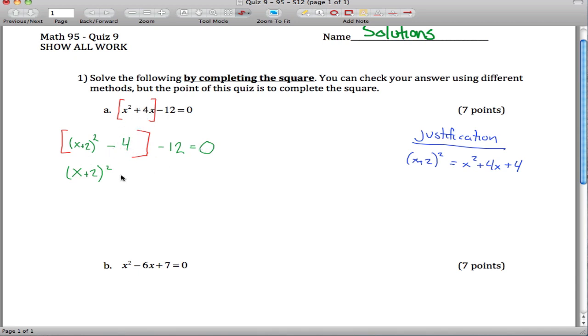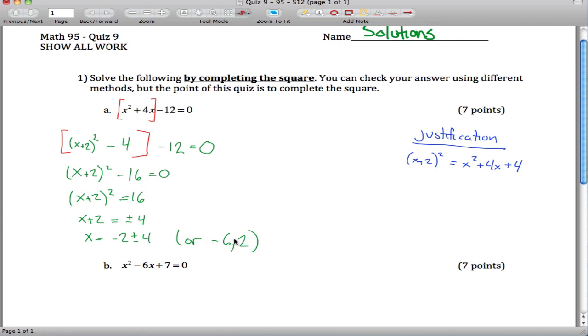So negative 4 and negative 12 is negative 16. And now that we just have the letter x written once, it's easier to solve. x plus 2 squared equals 16. Take the square root of both sides. Be a little bit careful when you take the square root. You have to put plus or minus in there. So we get x equals negative 2 plus or minus 4. Let's see, negative 2 minus 4 is negative 6. Negative 2 plus 4 is positive 2.